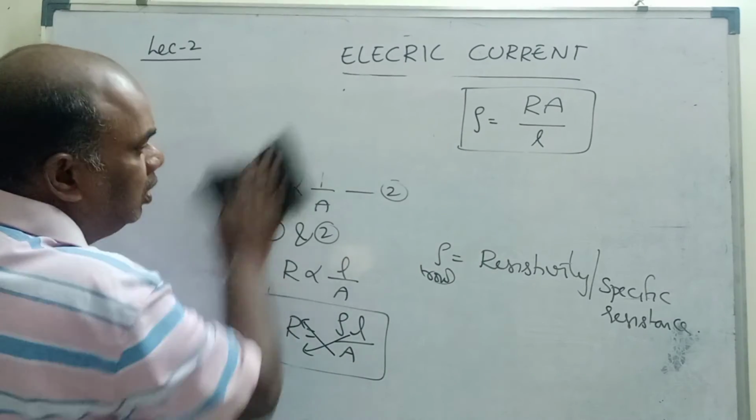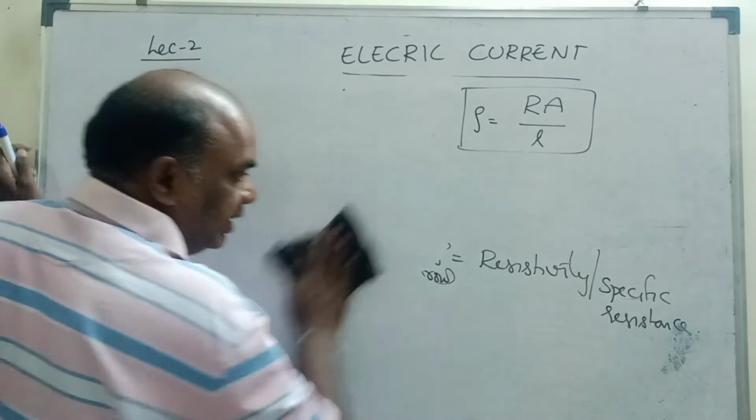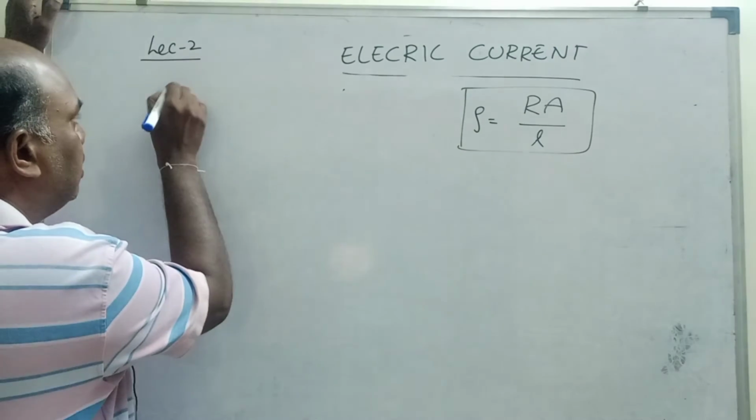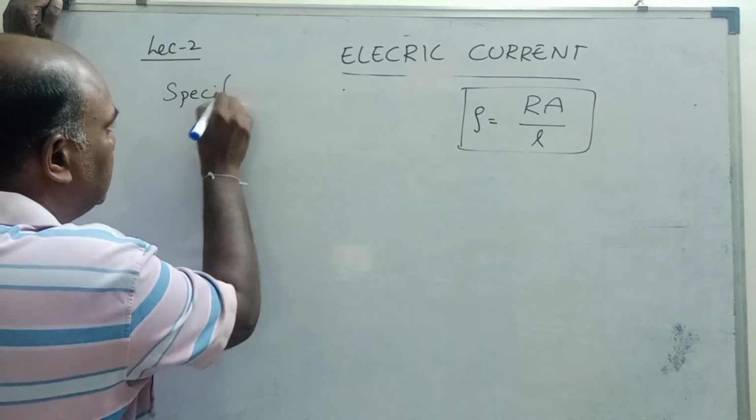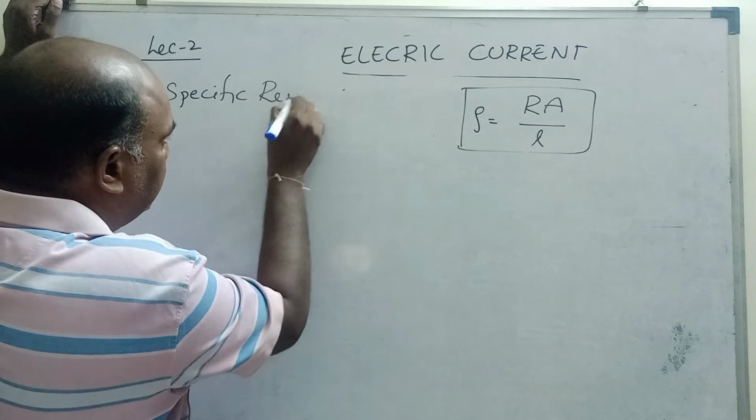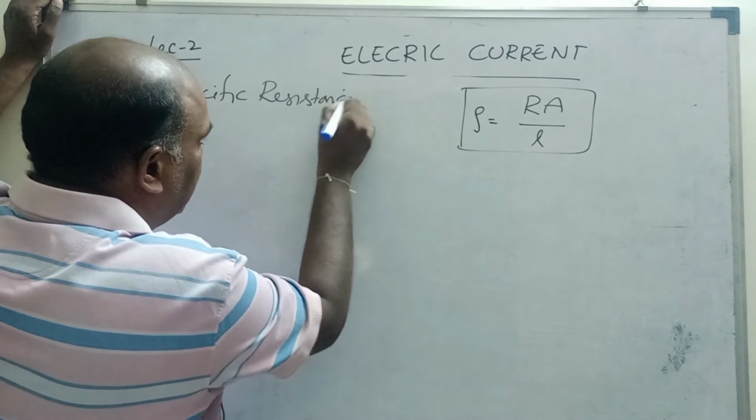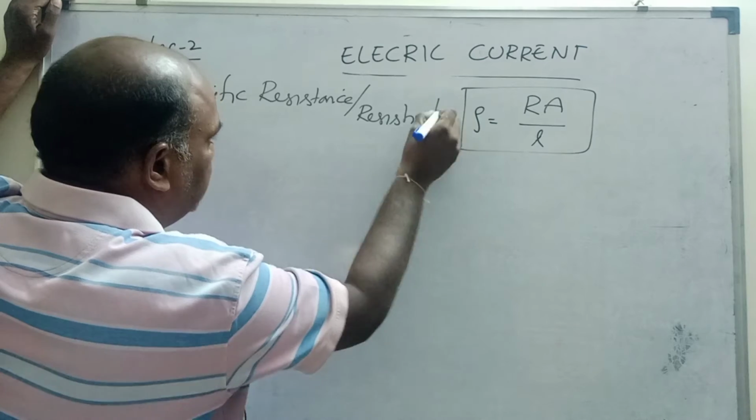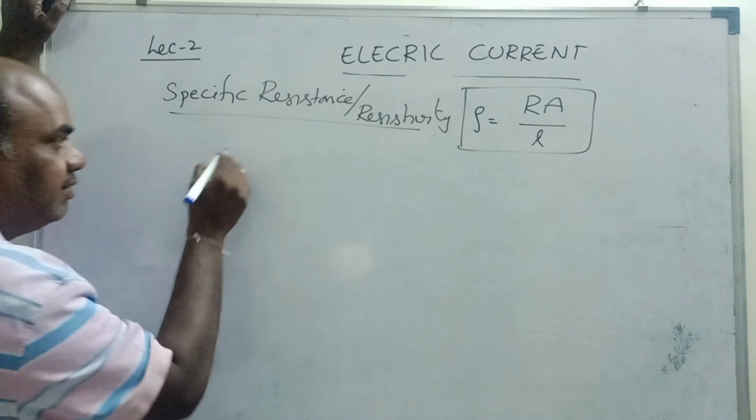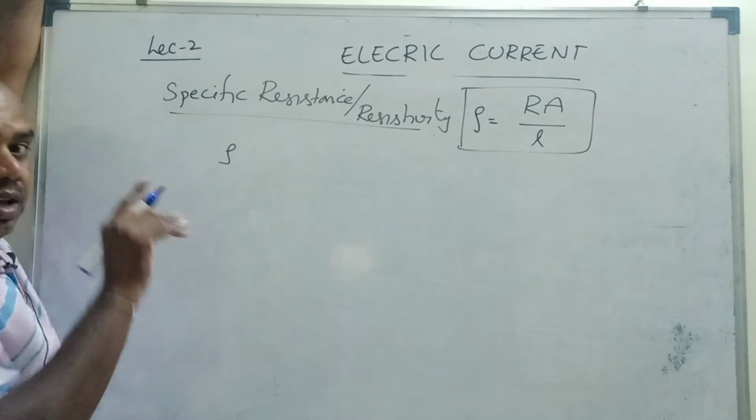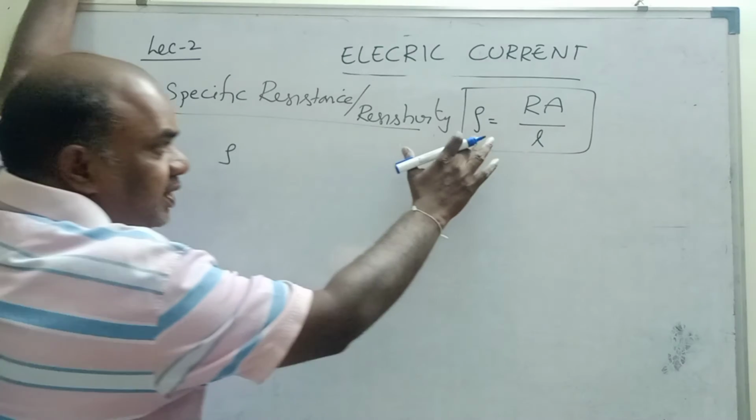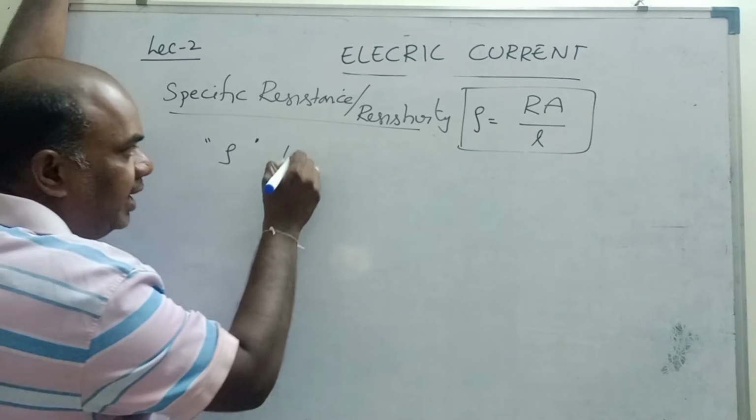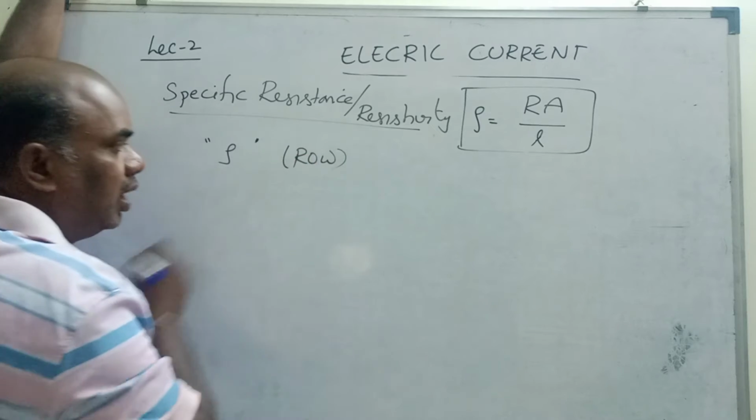Now, the specific resistance definition we will see. Specific resistance, also called resistivity, is denoted by rho. Observe, children, very important. Specific resistivity is denoted by rho, R-O-W, rho.